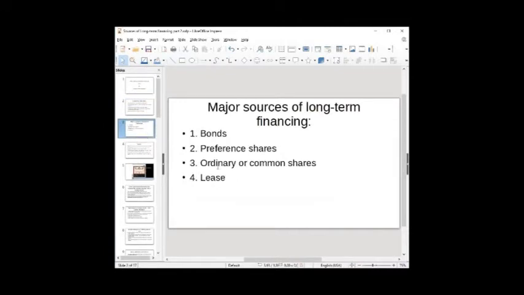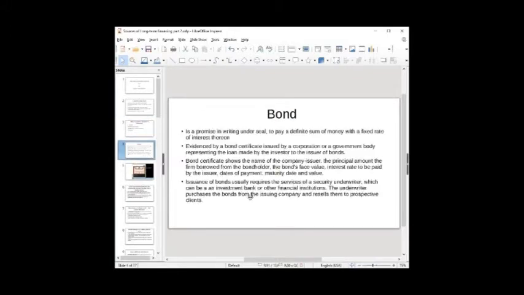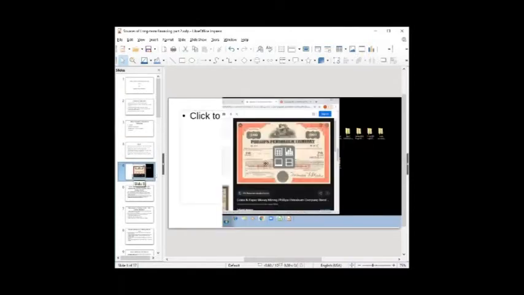So what are the major sources of long-term financing? These are the bonds, the preference share, the ordinary or common shares, and the lease. Now let's have this bond. Although a part of this was discussed last week, just to give you a little review, the bond, of course, is a promise that is under seal, like this one. So you have the face value and the seal, and the interest rate is clearly stated here.